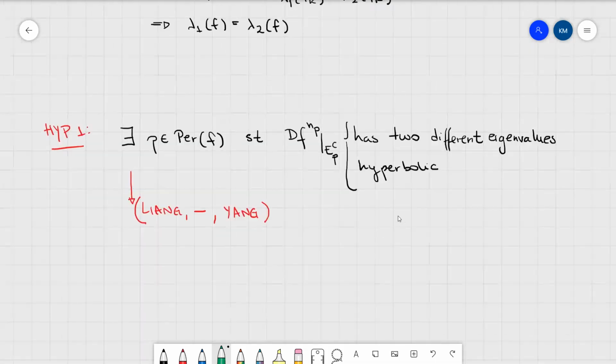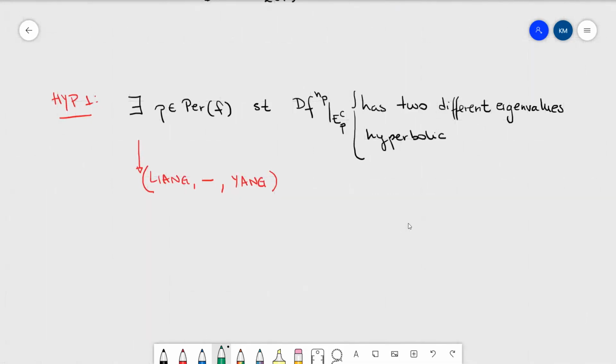So hypothesis 1 is, besides all the hypotheses that I have in my set B, I'm going to ask for the existence of a periodic point. And as before, I want to have two different eigenvalues when I look into the cocycle at the point P. So this is exactly what was happening in Kalinin. I have my linear cocycle here that has two different eigenvalues. So I'm not able to get this condition, so I'm going to ask for this condition in my hypothesis.